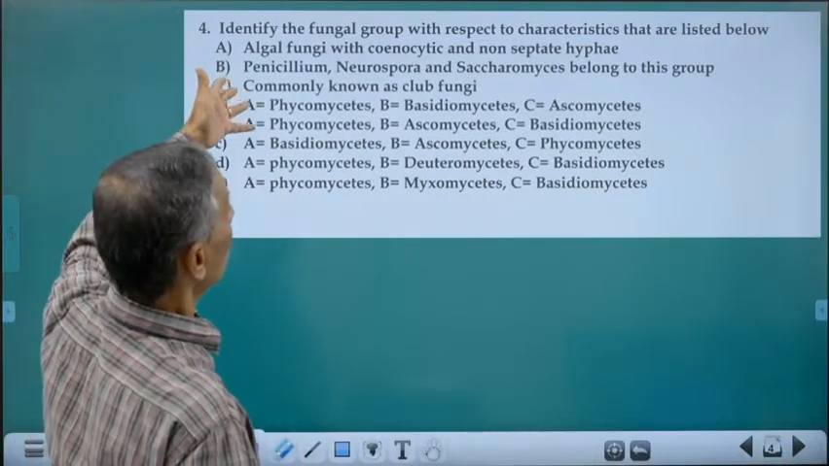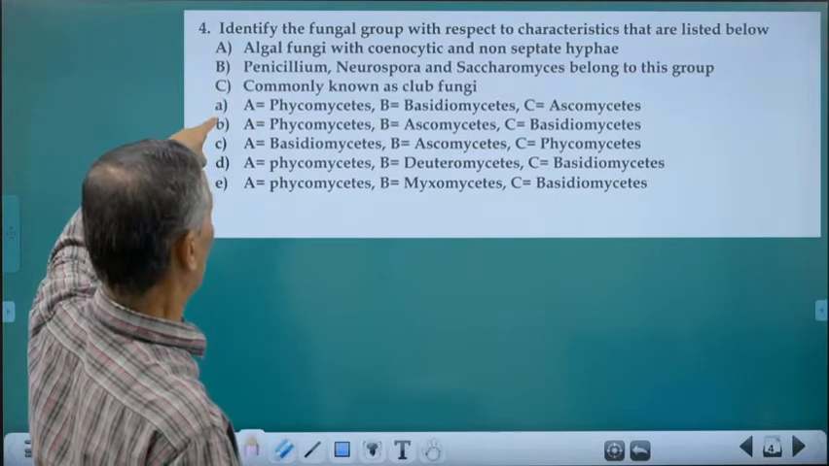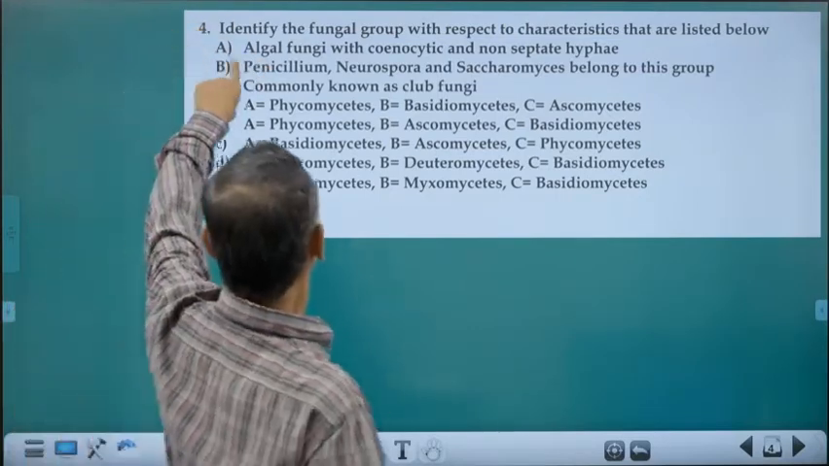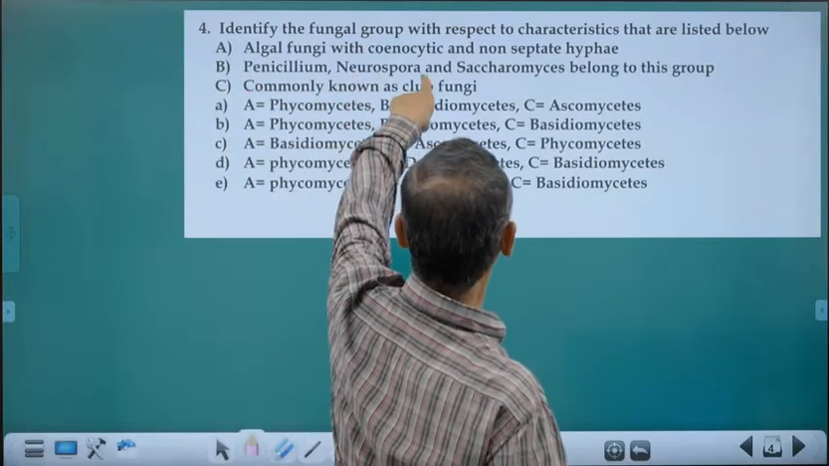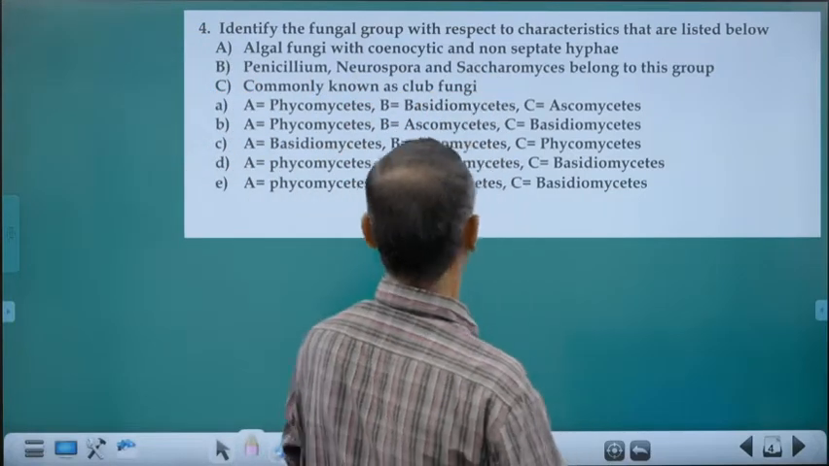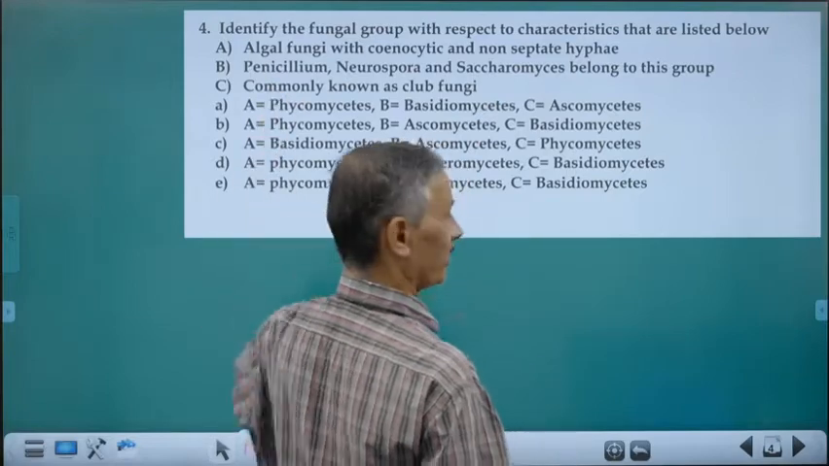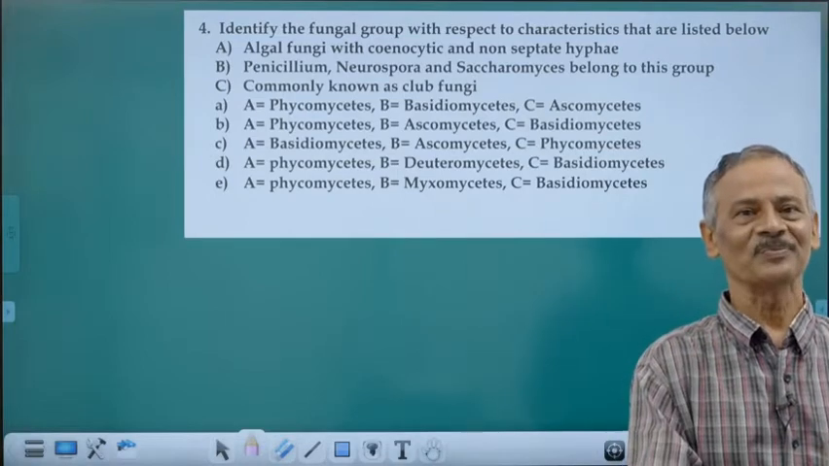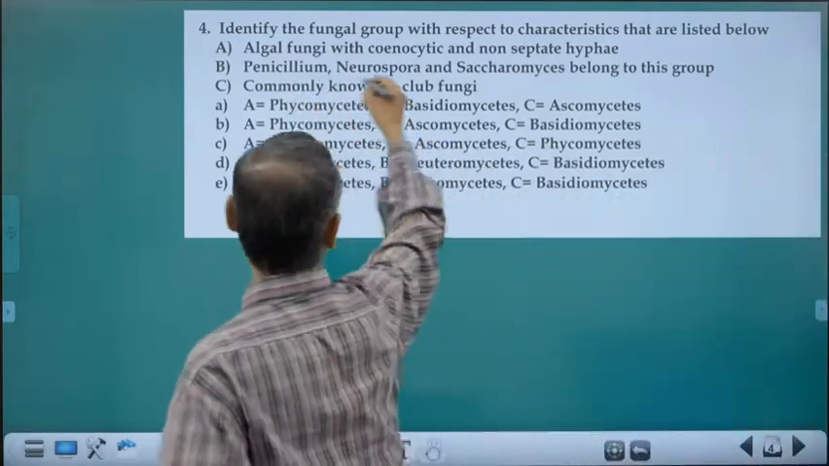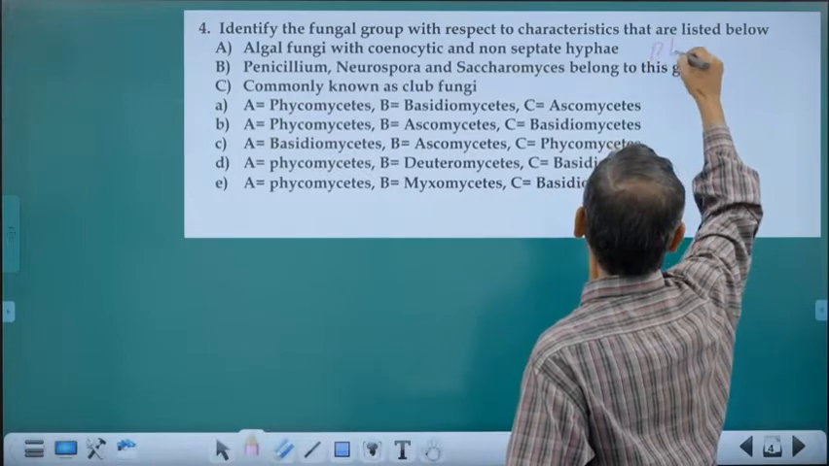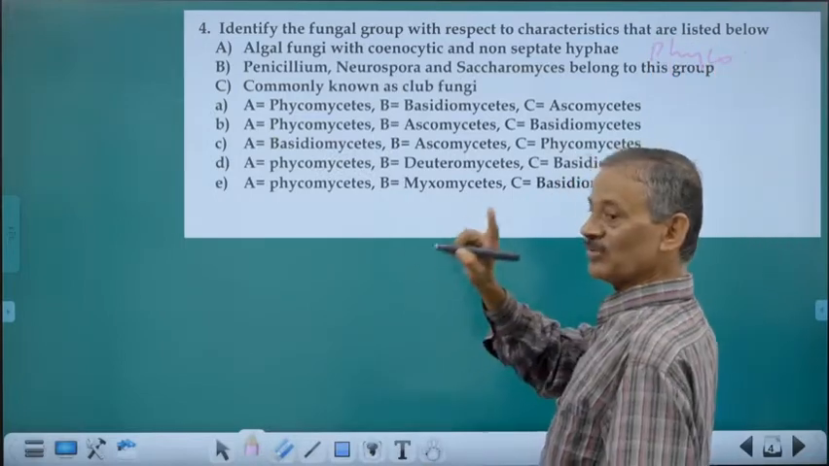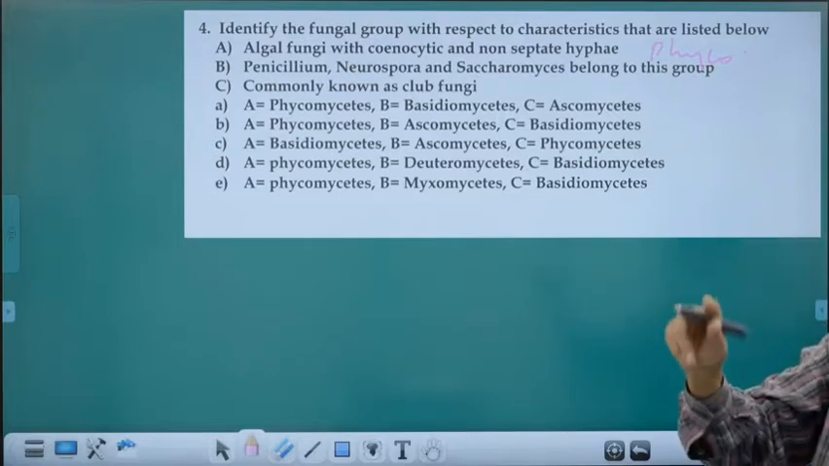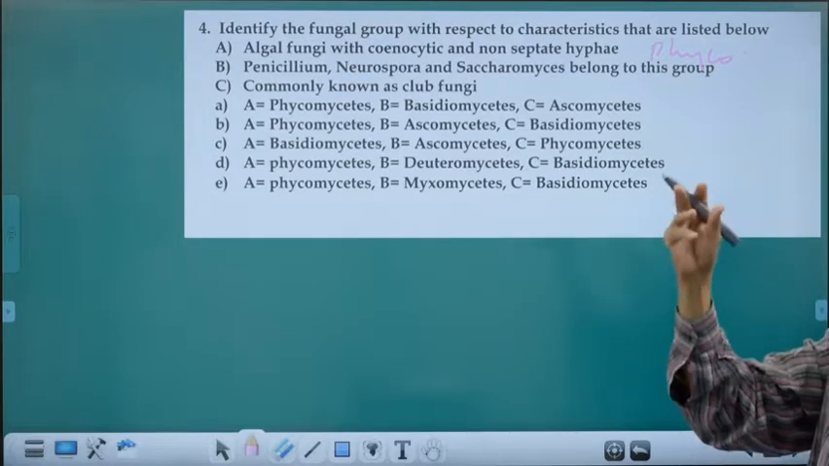Identify the fungal group with respect to the characteristics that are given below. So from the features, we have to identify what is the fungus. Algal fungi with cenocytic and non-septate hyphae. It's algal fungi, Phycomycetes. So this is Phycomycetes. That is the clue. And Phycomycetes alone are cenocytic. Their hyphae is having no septa, just a mass of cytoplasm with numerous nuclei.